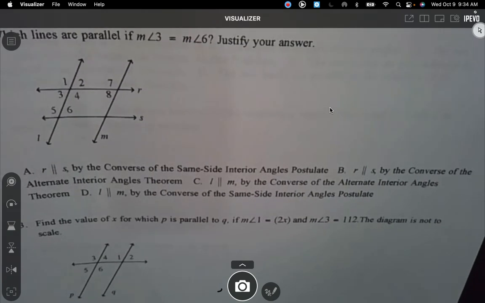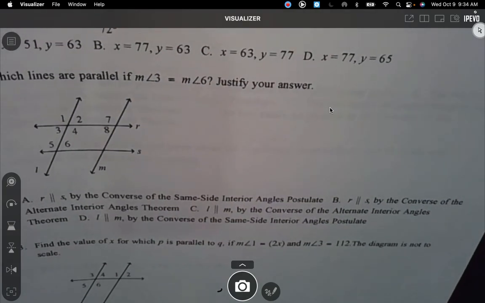Okay, number 12. It says which lines are parallel. So if I circle those two angles, which lines are parallel? What lines are those on? 3 and 6. No, that's the angles. What lines are they on? M, N. Okay, here's M. They are not on line M at all. Yes, it's R and S.